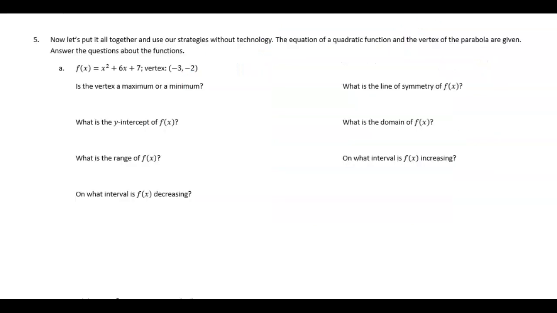Now, let's put it all together and use our strategy without technology. The equation of a quadratic function and the vertex of the parabola are given. So answer the questions about the function. They give us the function and the vertex, and we're not even going to graph it. We're going to answer those questions based on the given information. The vertex can tell us a lot about the function. First question: is the vertex a maximum or a minimum?